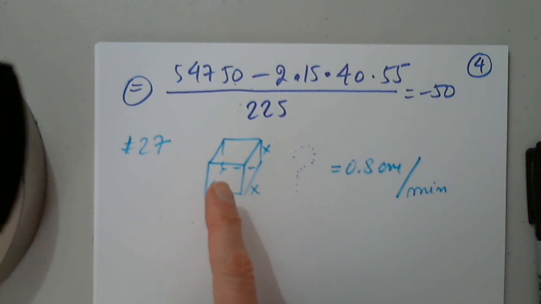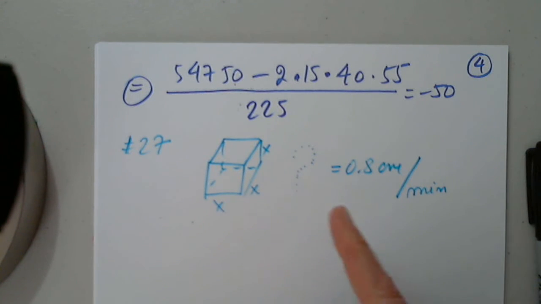So we have a cube, an ice cube, and it's melting, and it says each side is shrinking by 0.8 centimeters per minute. We need to identify what this is. What is given to us? So we have the figure, and we're analyzing piece by piece what is given, and then what are we asked to determine?